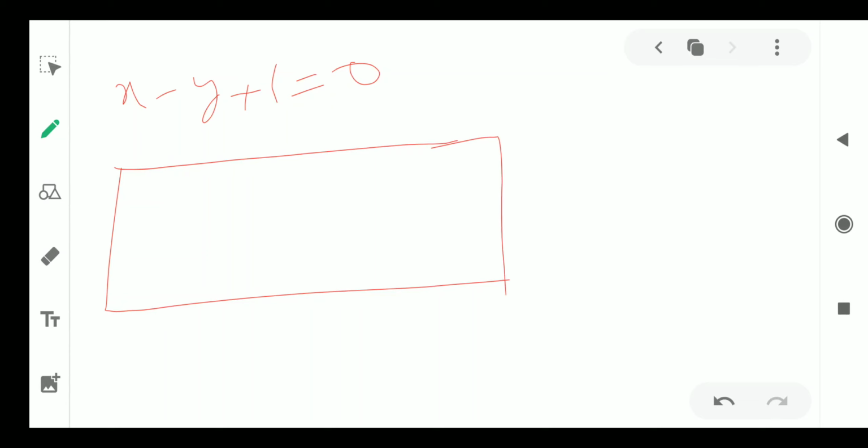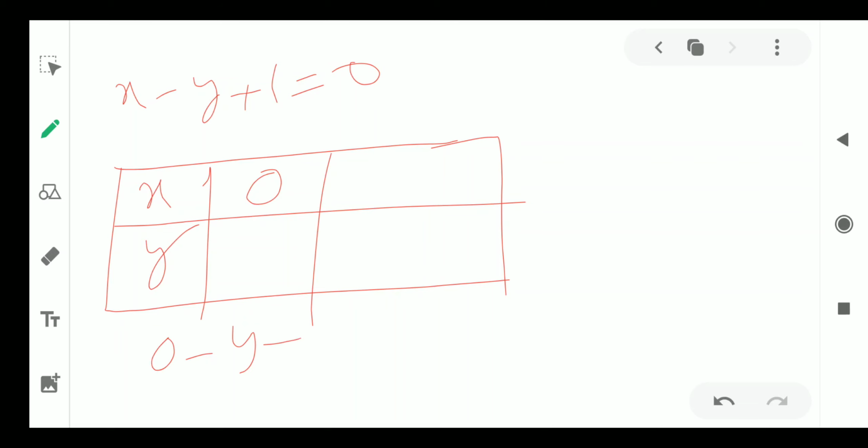Now the first line, x minus y plus 1, cuts the x-axis in which point? That we have to find out. Very simple, just take only 2 points, and remember that any 2 points are sufficient to draw a line. In such cases, put x is equal to 0. When x is 0, we get 0 minus y plus 1, which implies y is equal to 1.